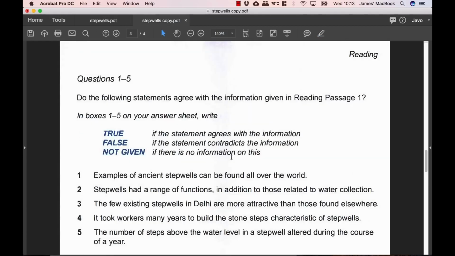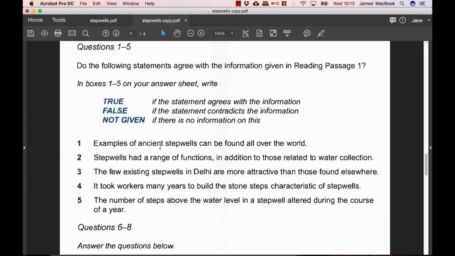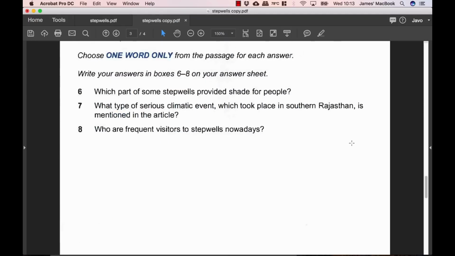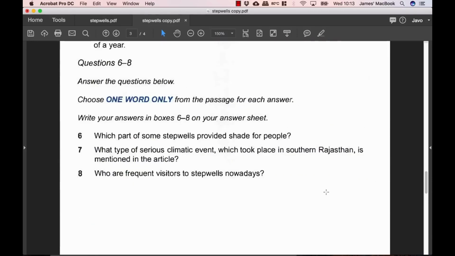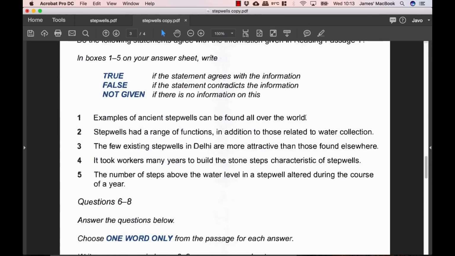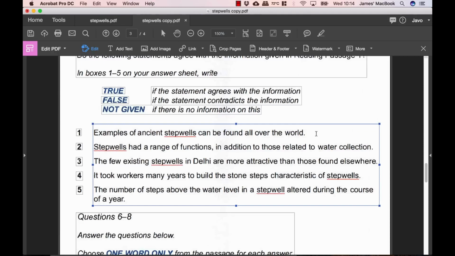Alright, so now what we can do is look at the questions. Do the following statements agree? True, false, not given. Examples of ancient stepwells can be found all over the world. At this point, I don't know. Oops, what's happened there? Just going to pause this for a second. Okay, we'll give ourselves another 1 minute there. Right, so we don't know yet.